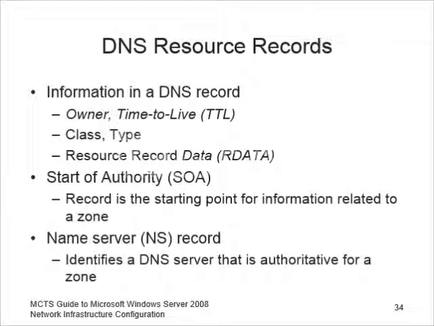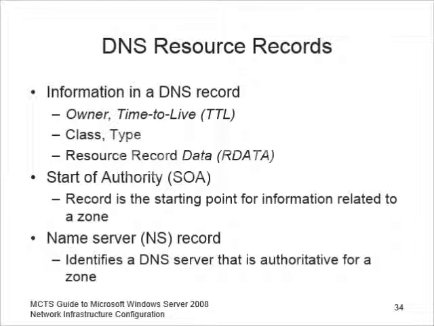Different types of records provide DNS data about computers on TCP/IP networks. The most common resource records are the start of authority, the host record for IPv6, the name server, the mail exchanger record, the CNAME record, and the service locator record. Let's talk first about the start of authority resource record.